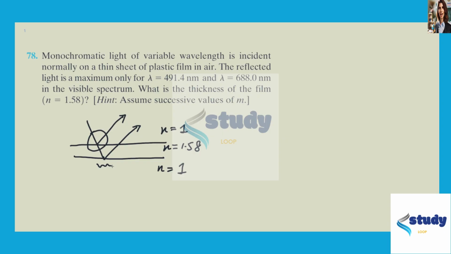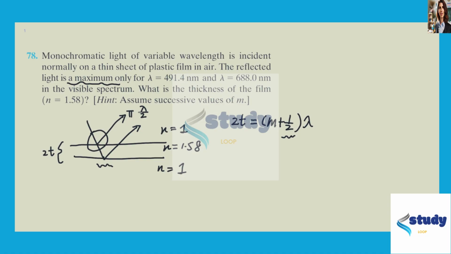So because of that, in order for them to have a constructive interference, in order for them to have a maximum, we need to have 2t equals m plus 1/2 lambda. And this 1/2 is because we experienced this extra phase shift of pi, which corresponds to half of lambda here. So because of this extra half of lambda contributed by the phase shift, in order for them to constructively interfere with each other, we have m plus 1/2.